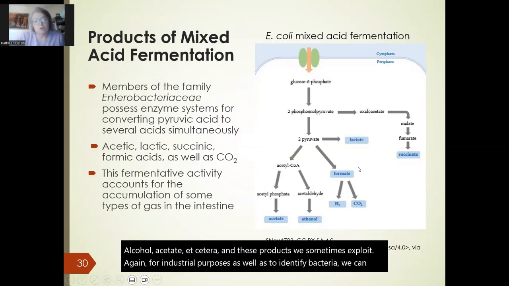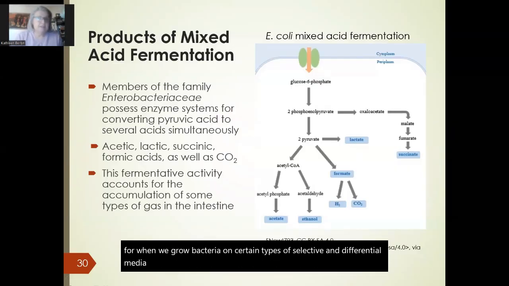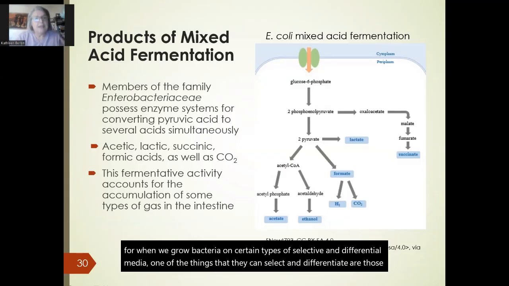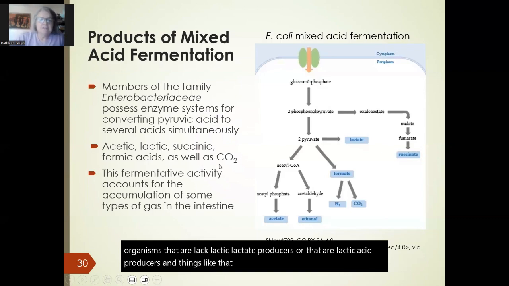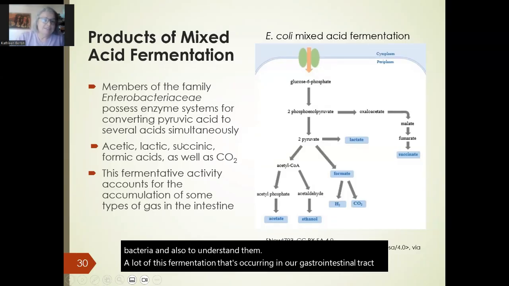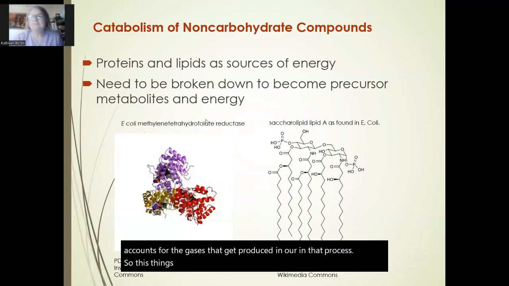We can look for, when we grow bacteria on certain types of selective and differential media, one of the things that they can select and differentiate are those organisms that are lactate producers, or that are lactic acid producers, and things like that. So we use this as a way to identify bacteria and also to understand them. A lot of this fermentation that's occurring in our gastrointestinal tract accounts for the gases that get produced in that process. So there's things to think about.